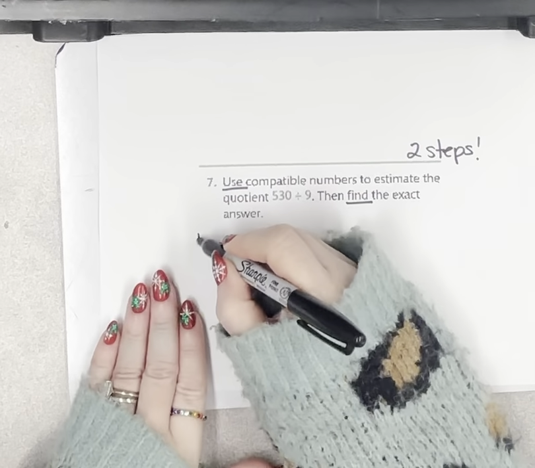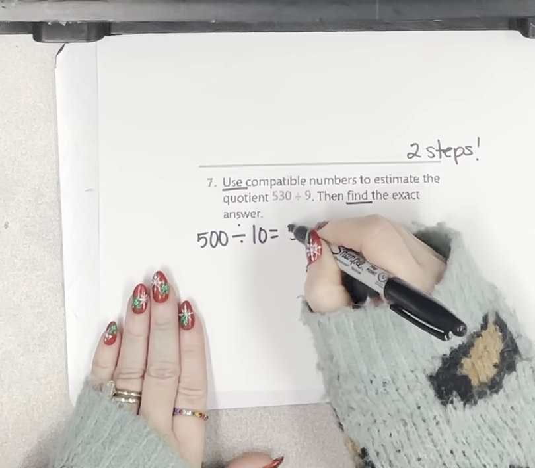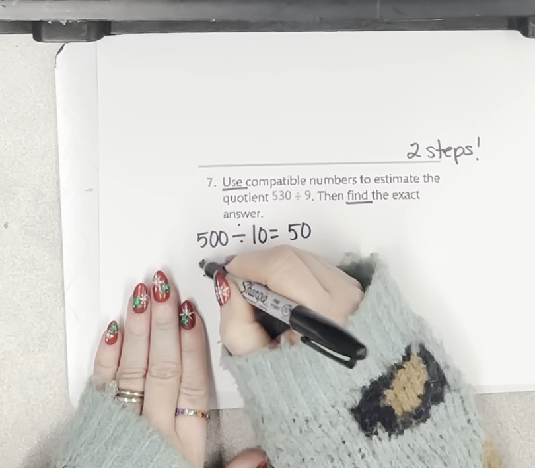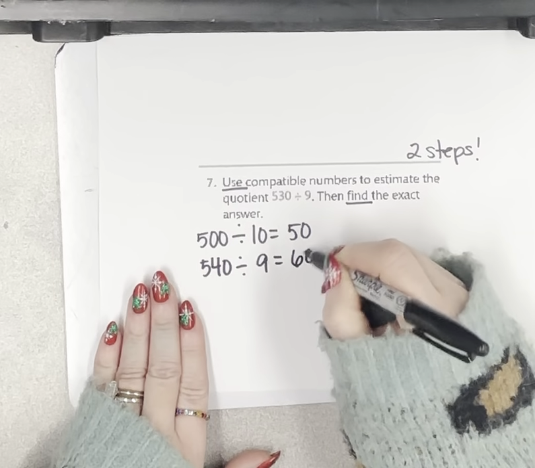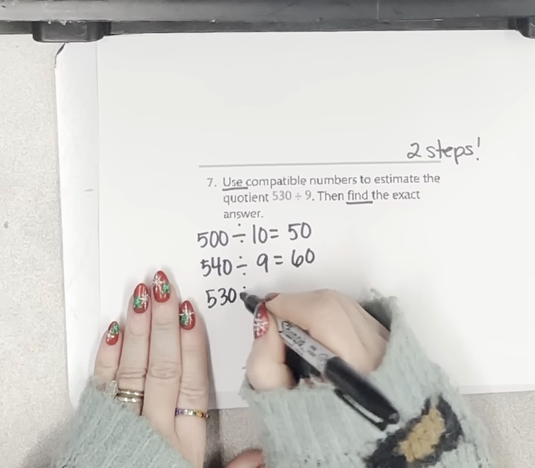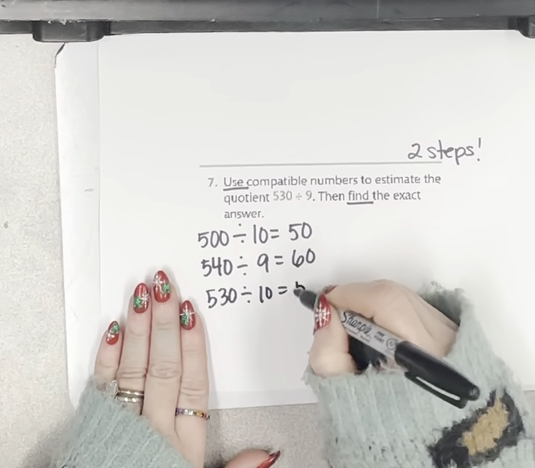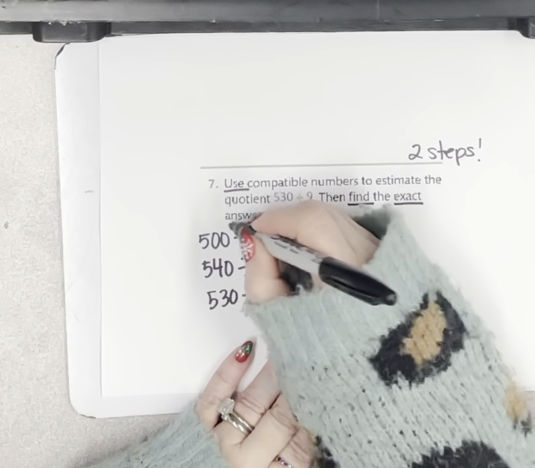You could do 500 divided by 10 equals 50. You could do 540 divided by 9 equals 60. You could do 530 divided by 10 equals 53. If you get within a reasonable estimate, it is correct. But then I have to find the exact answer.